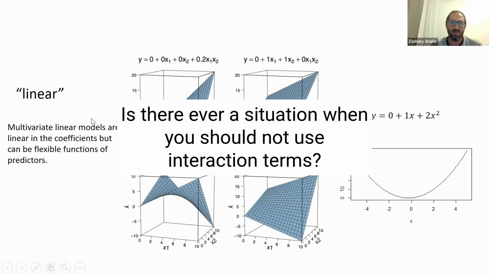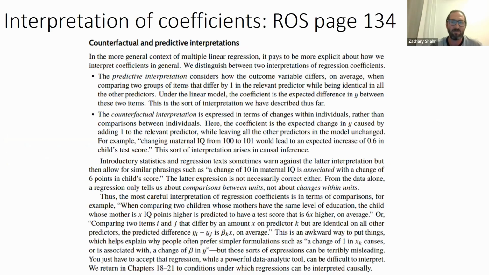So here's a big blurb of text from the textbook that I just want to take some time to read, and we'll dwell on this for a little. It's on page 134 of Regression and Other Stories. It's about how to interpret regression coefficients in a multivariate model. And it's repeating a little bit of what we've said, but it's worth going over again because interpreting these coefficients is important. So they say that there are basically two ways to interpret regression coefficients.